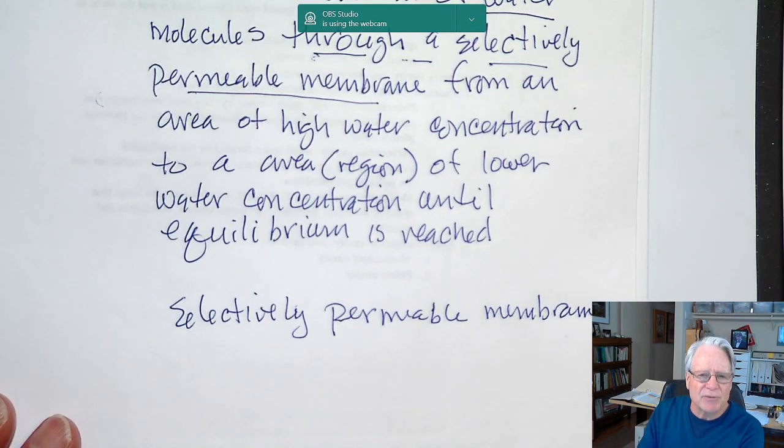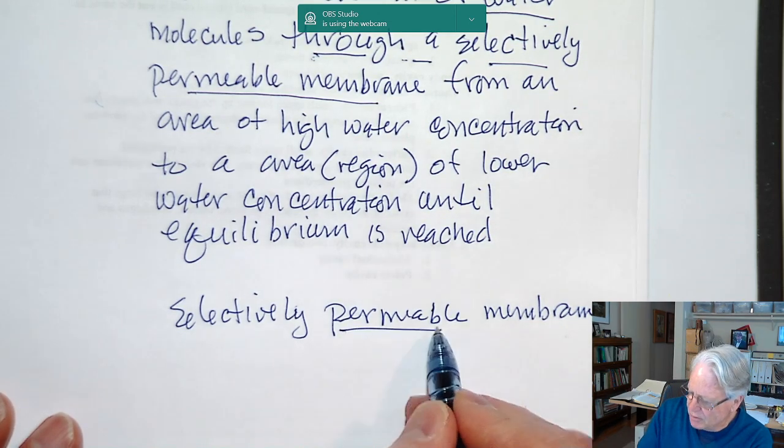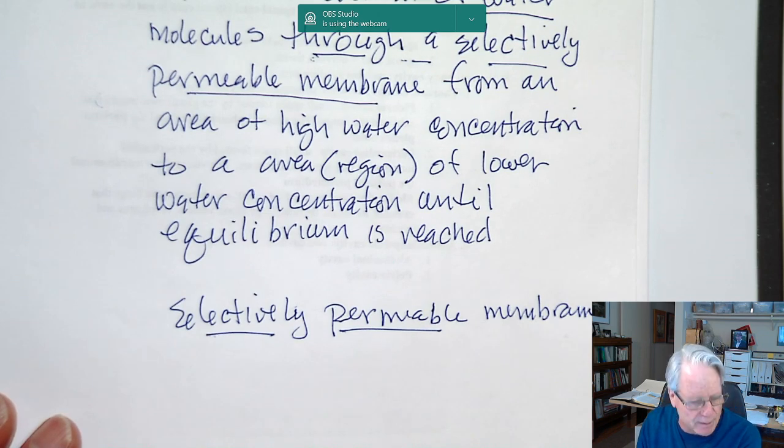Well, they come in a variety of different shapes and forms, but they all have one thing in common. They're permeable, but only selectively. So some things can pass through them, and other things can't. That's the selectivity part. They are permeable to some things, and they're not permeable to other things.